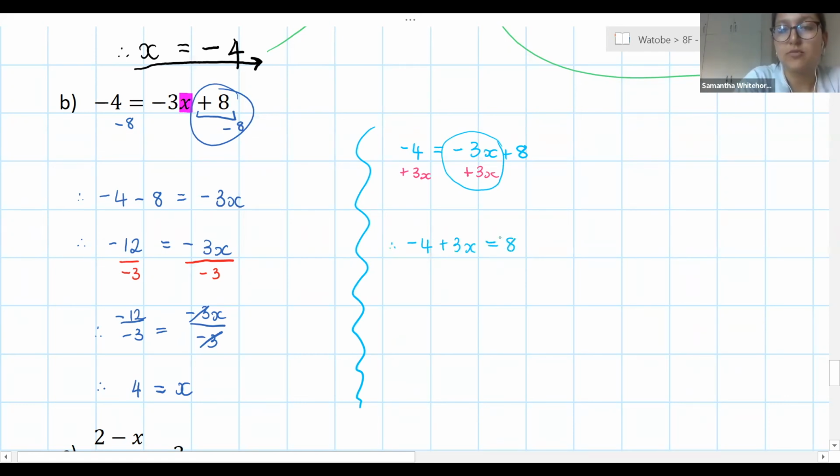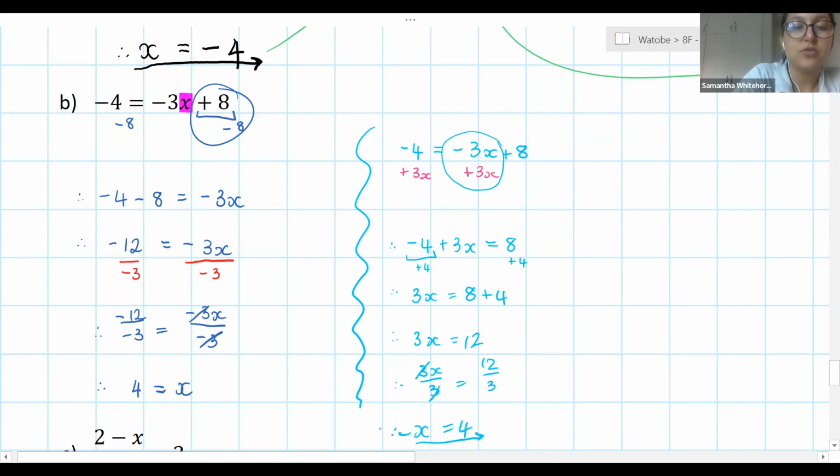And now I start to solve my equation. So first thing I want to do is I want to deal with this minus 4 by adding 4 on both sides. So I've got 3x is equal to 8 plus 4. We know that 8 plus 4 is 12. And then the next thing I want to do is divide both sides by 3 in order to get x alone. And we know that 12 divided by 3 is 4. And so whichever way you do it, you end up with exactly the same answer. So it really doesn't matter.